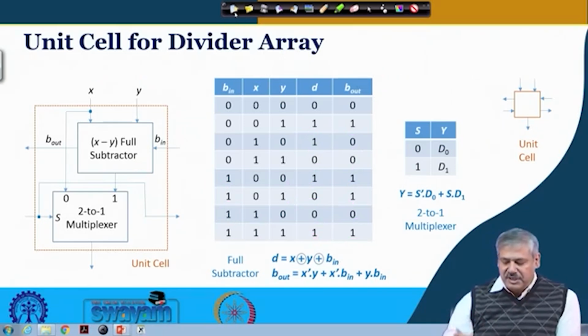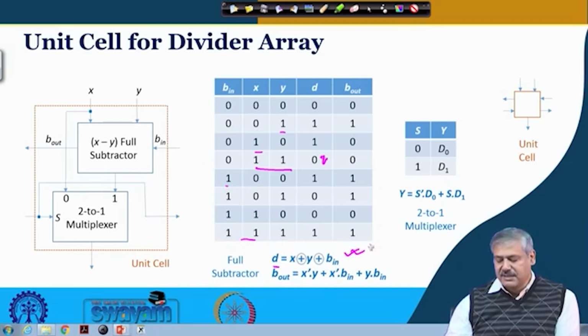If you look at the relationship now, you will see that the difference is coming for the cases where there is an odd number of ones. Here, even number of ones, so this is 0. Again here, again here. So basically this is XOR between x, y and b in. Similarly, b out is x prime y plus x prime b in plus y b in. It is similar to carry, but in this carry generation case, this was not x prime and this was c in, carry in. This is the way we can get the full subtractor circuit, right?